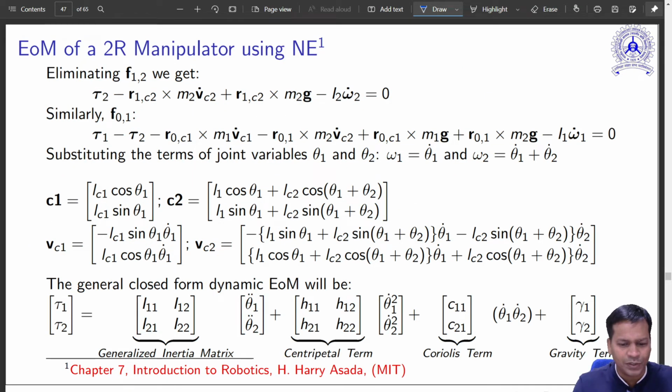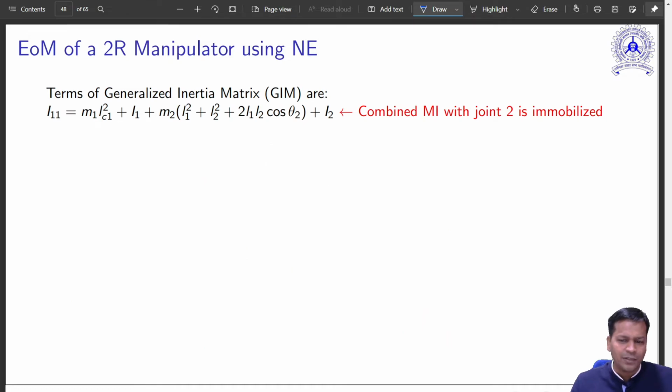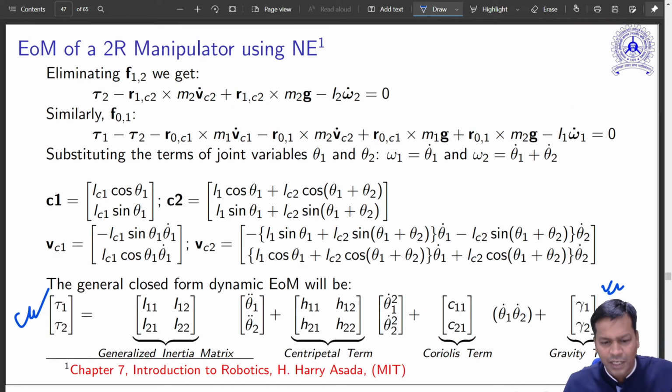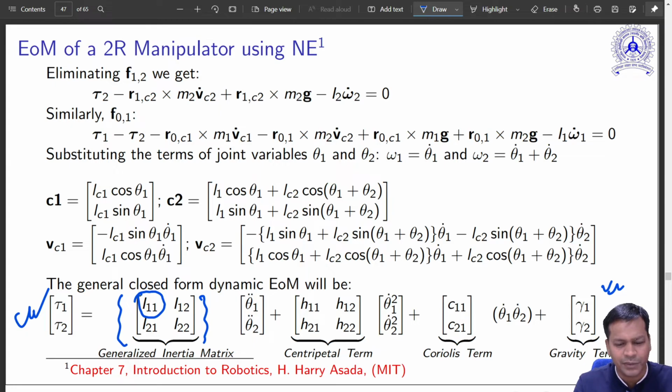Got it? So you can quickly write this equation in this form. After solving, you can rearrange it the way we did in the Lagrange-Euler formulation. You can write this in this form. So what are these terms first? What is this term? Overall, this is an inertia matrix. This is a generalized inertia matrix.